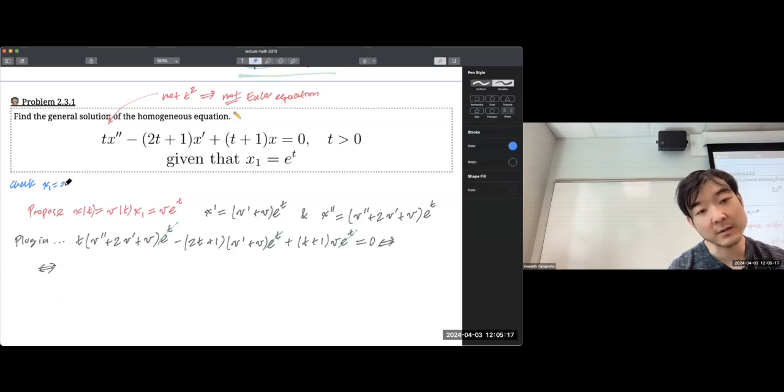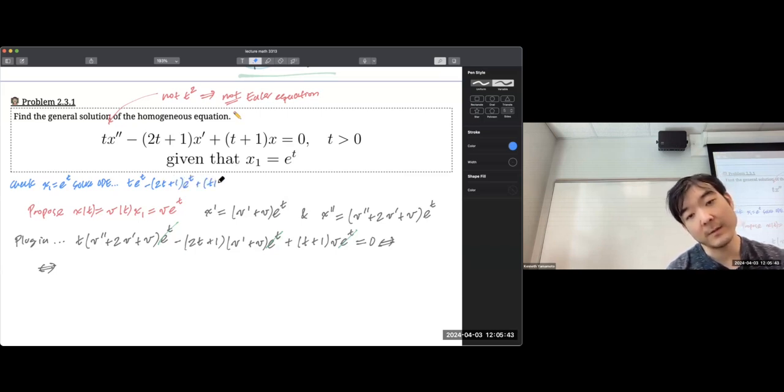So why don't we just go ahead and do that? This should solve the ODE if you just plug it in. So it'll be t x double prime, that's e to the t. The derivative is e to the t, second derivative is also e to the t. And then you'll have minus parentheses 2t plus 1. And then the derivative of e to the t is e to the t, plus t plus 1 times e to the t, because you're just plugging in x.